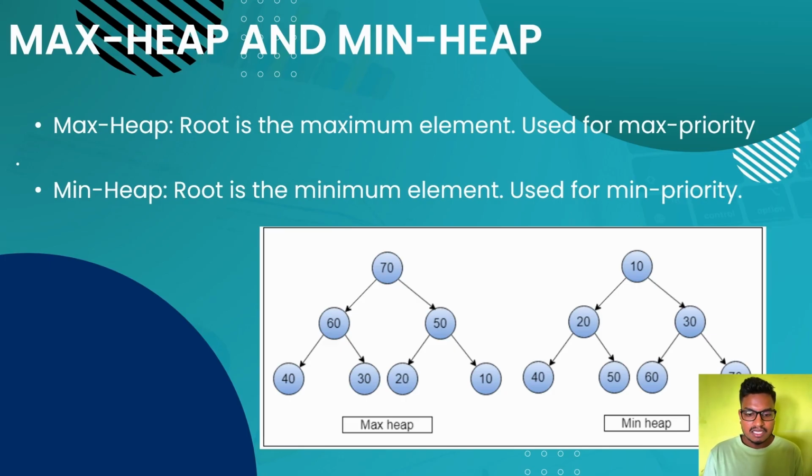In practical terms, if you want to process the biggest job first, use a max heap. If you want to process the smallest distance or smallest cost first, use a min heap.